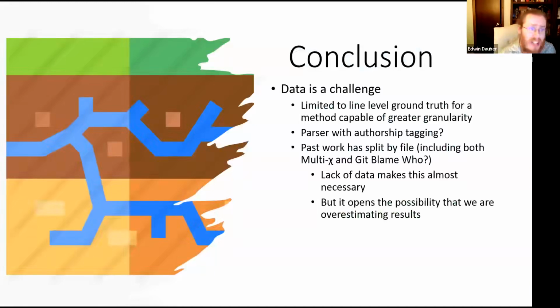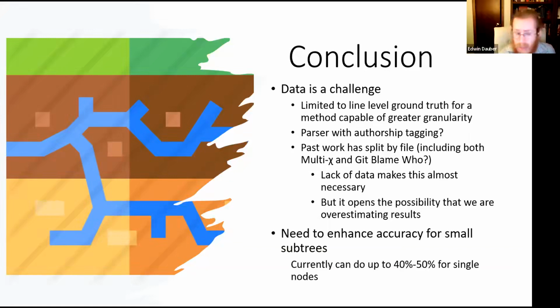Finally, we see that data is a challenge. We're limited to line level ground truth for a method that's capable of greater granularity. And so maybe we want to pass it with authorship tagging. Also, past work is split by file instead of by project because the lack of data makes this almost necessary. But it opens the possibility we're overestimating our results. We still need to enhance accuracy for the small subtrees. Currently, for leaf nodes, we can get up to about 40% to 50% accuracy.